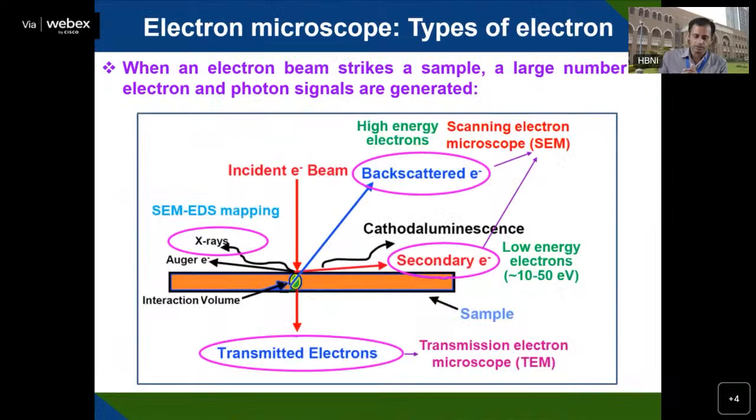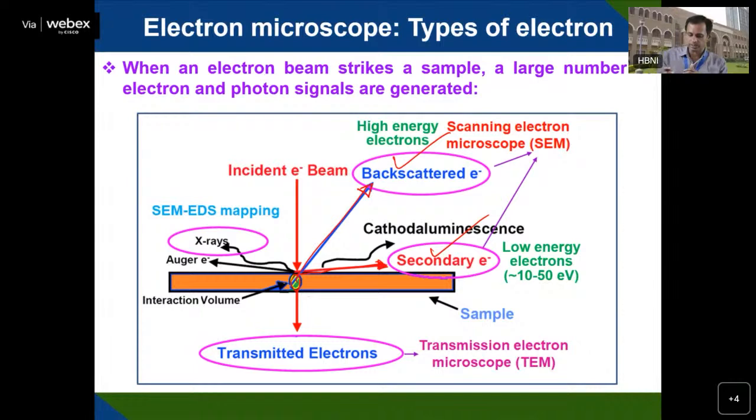Coming to the different types of interaction in the electron microscope, especially in the scanning electron microscope, we use backscatter electrons and secondary electrons. I have discussed that when the electron beam falls on and interacts with a particular material, the electron itself can return back, which is called a backscatter electron, or it can produce another electron, which will be a secondary electron. These two types of electrons are generally used in the scanning electron microscope.